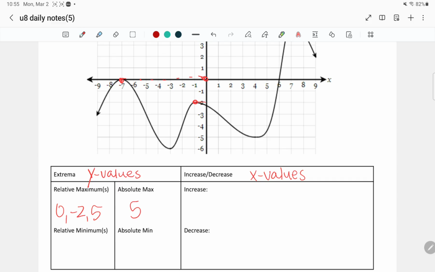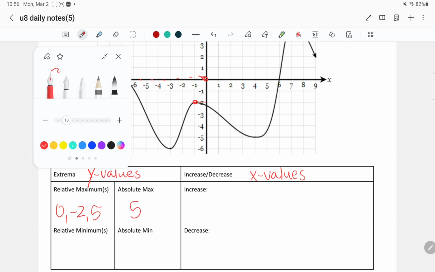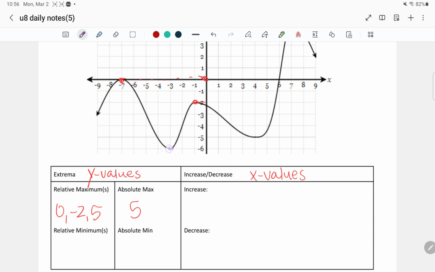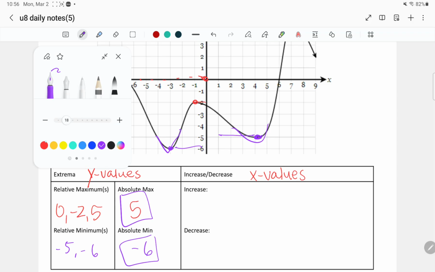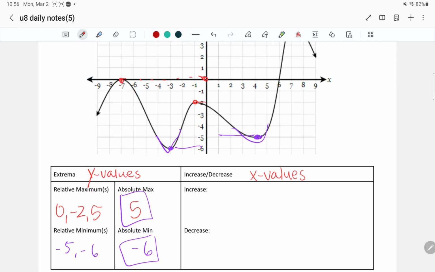Relative minimum, I'll switch colors to purple, are all my valleys. Okay, so only when it goes down and comes back up. I know this graph is going down, but we only care about when it's an actual valley, like it goes down and comes back up, makes a little valley. Okay, that is -5 and -6, and my absolute minimum, the absolute lowest, is -6. So that one again is probably on the easier side.